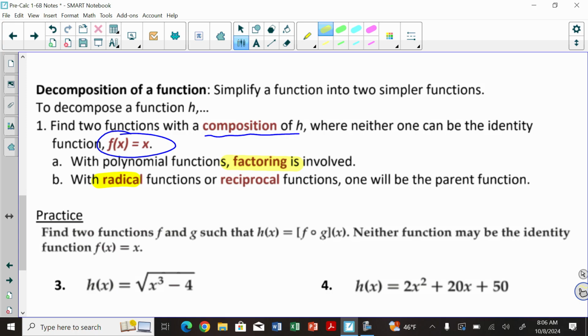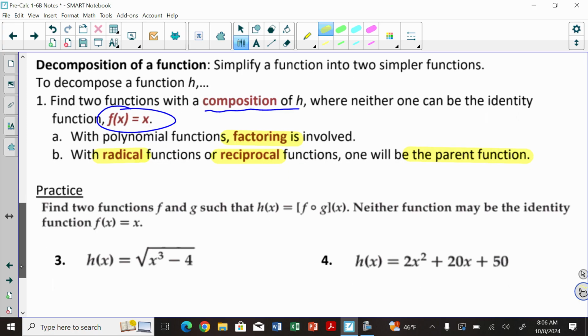If it's a radical function, so we've got a square root sign in there, or a reciprocal function that's got a fraction, right? Then one of these will be the parent function. Notice it's different, not the identity function. That's different from the identity function. The parent function can work, right? So that kind of helps us as we go here.